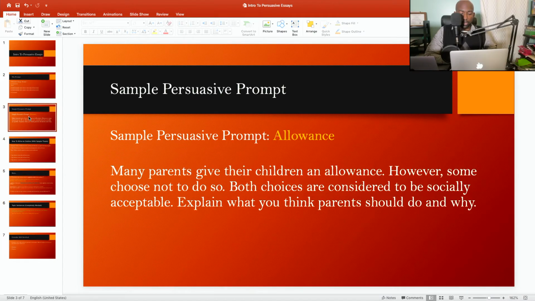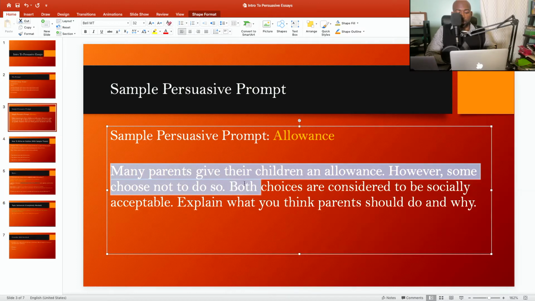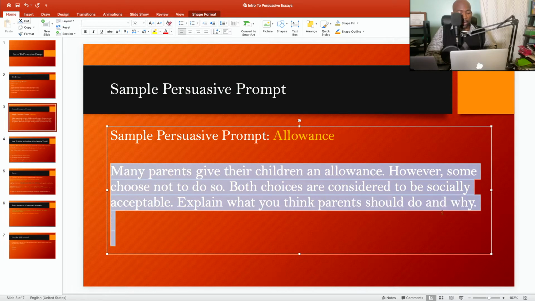So I use a sample, and this is the allowance prompt that I normally use to share these principles with students as they begin to get their first kind of practice with persuasive essays. The allowance prompt, and it's just good to look at a sample. It says, many parents give their children an allowance, however, some choose not to do so. Both choices are considered to be socially acceptable. Explain what you think parents should do and why.